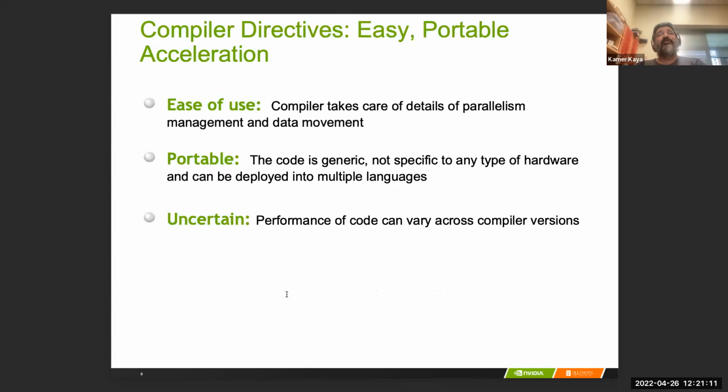Okay. Compiler directives, again, they are easy, portable acceleration, but performance of code can vary across compiler versions because compilers try to optimize the computation that you give. And they are really good, by the way. Compilers are like beasts. The literature on the back end of compiler technologies is huge. And they are really good at optimizing code. I mean, maybe better than you, okay? But for some computations, especially if you are using a different device, you may do a little bit better, because you are more flexible in programming that device.